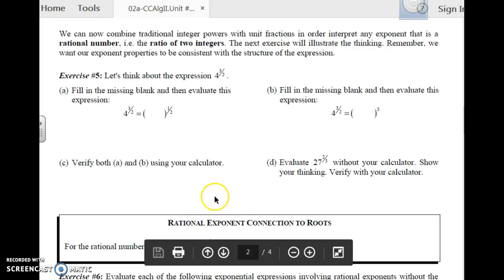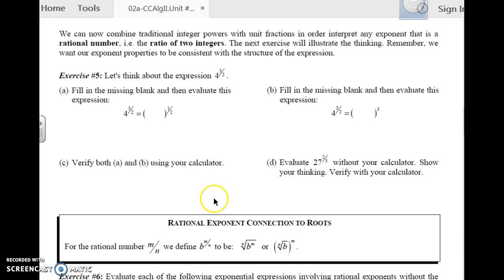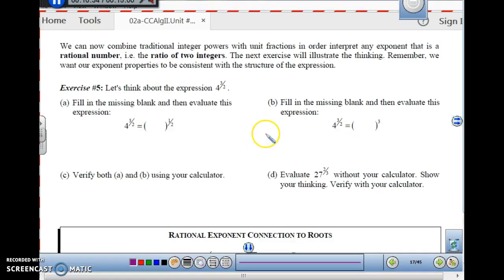All right, now let's see if we can extend our rule for rational exponents to other exponents besides just 1/2, 1/3, or 1/5, or whatever I happen to be working with. Let's look at the expression 4 to the 3/2 and see if we can extend the understanding about it. All right, fill in the missing blank, then evaluate this expression.